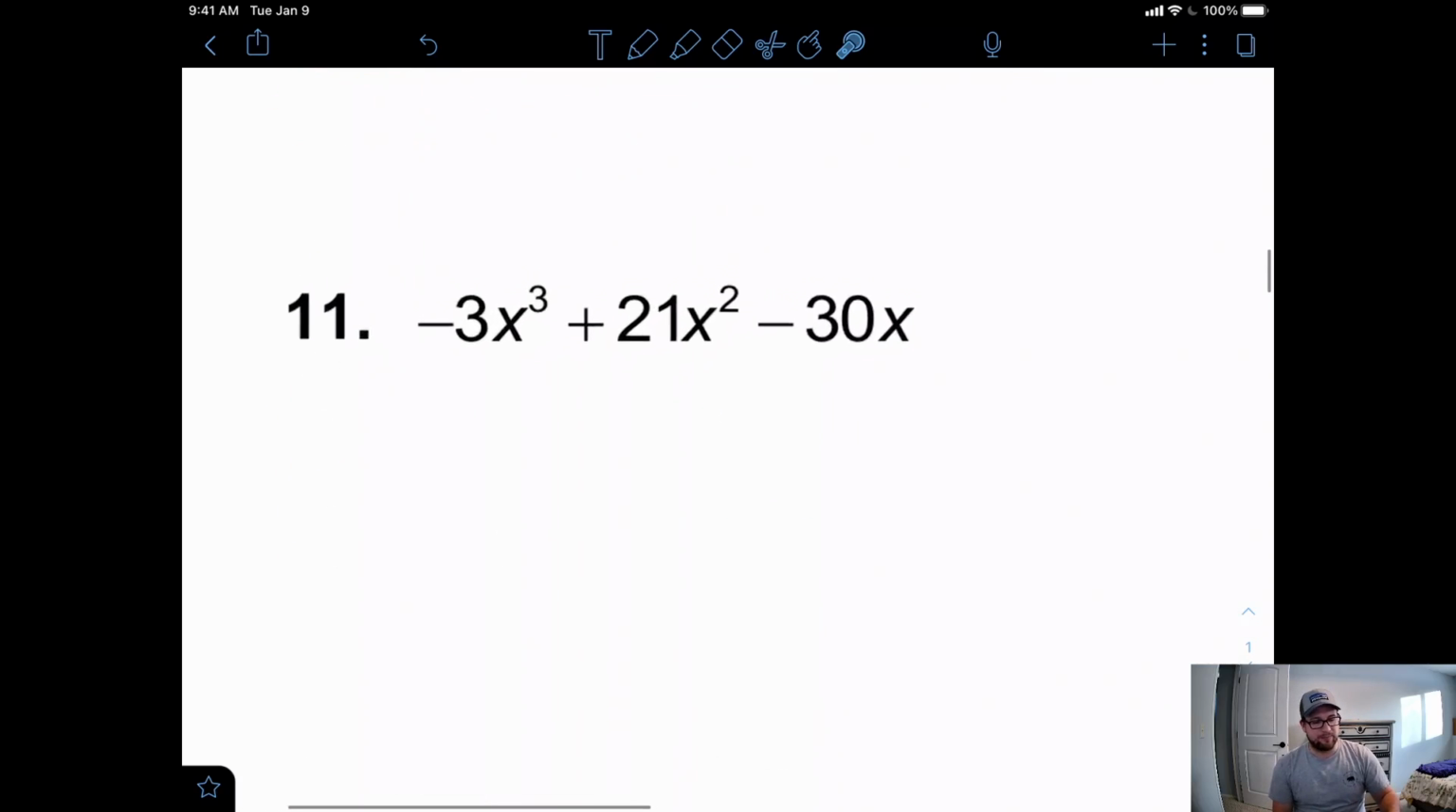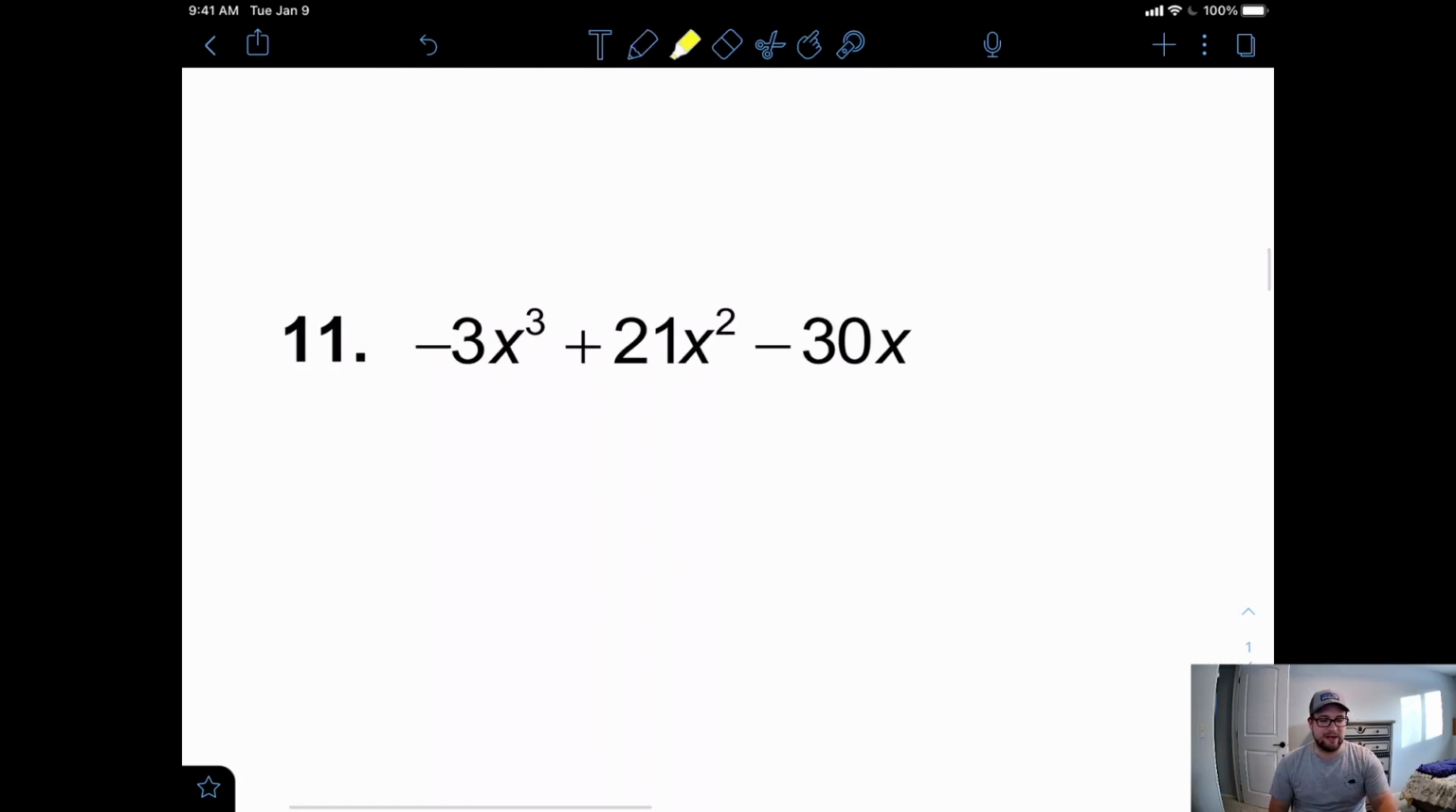Looking ahead to problem number 11. This one has, again, another negative as that leading term, so we're going to have to pull that out. It looks like 3 goes into each of these numbers, so we're going to pull out a negative 3. Now, in this situation, each of them has an x, so I will be able to pull out an x as well. So what is left is what we should be thinking to ourselves.